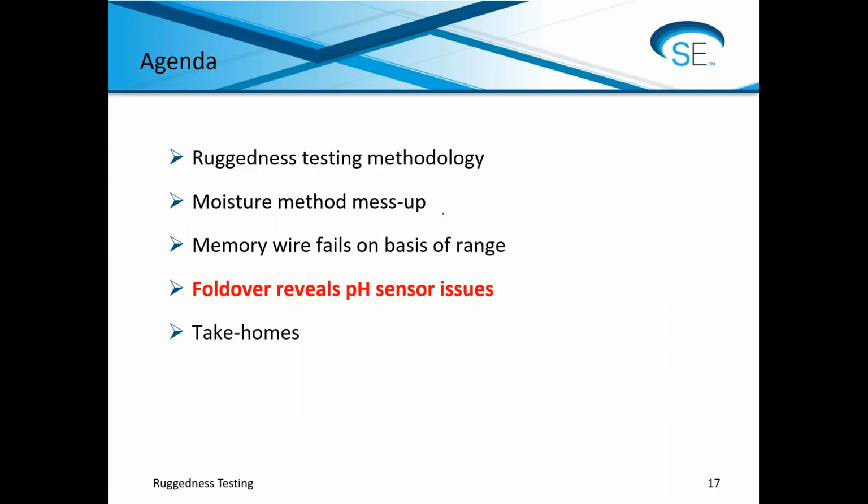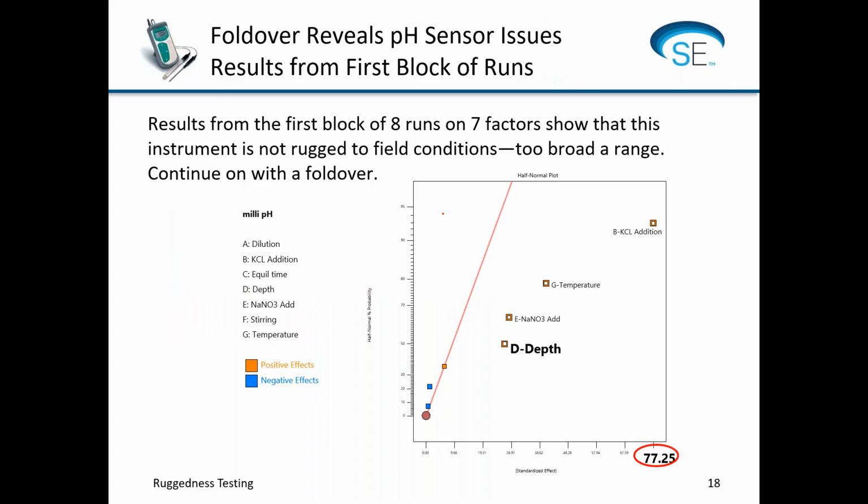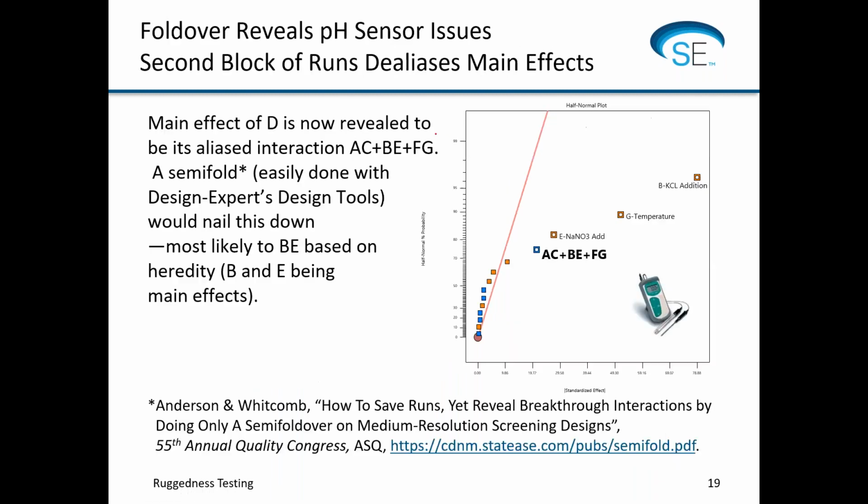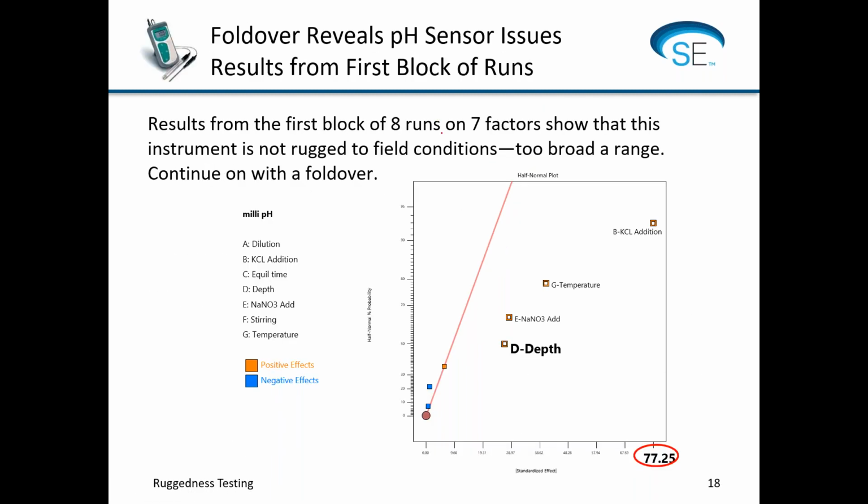Okay, so now let's do one more example, and this is on a pH sensor issue, and we'll see what happens after we do the foldover. In this case, it's an example that comes from the ASTM E1169 standard. Results on the first block of 8 runs on 7 factors are showing that the instrument is not rugged to the field conditions. The pH sensor is not rugged. The range is too broad. Remember, that's the bottom part of the axis here. And also, we have a significant outcome, as you can see from this half normal plot.